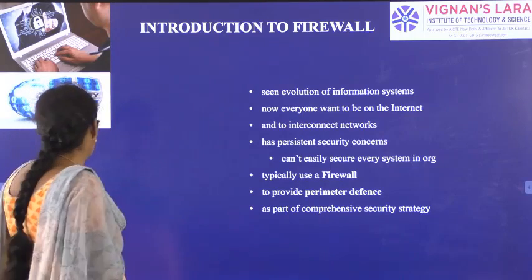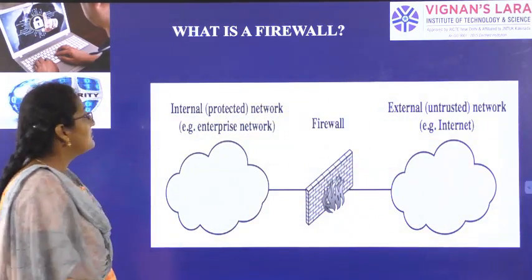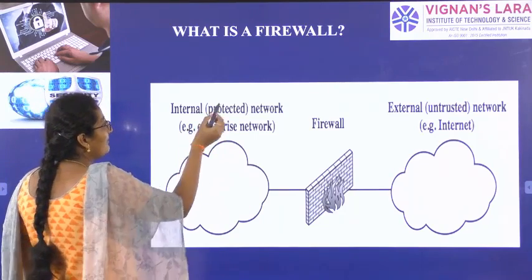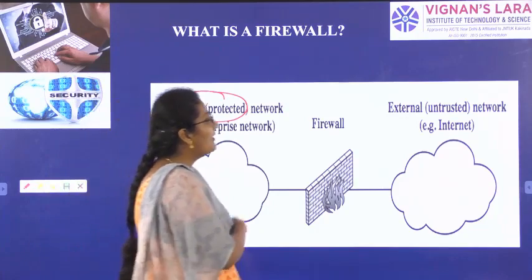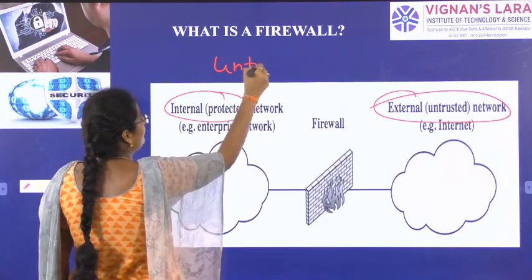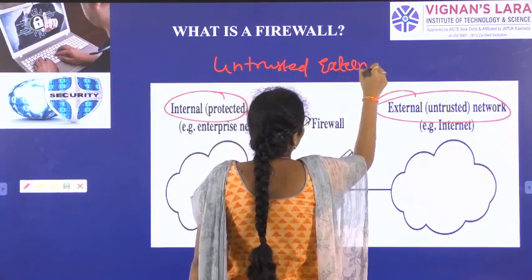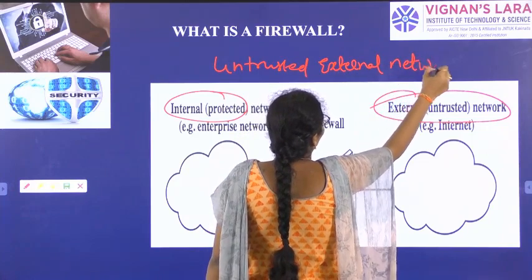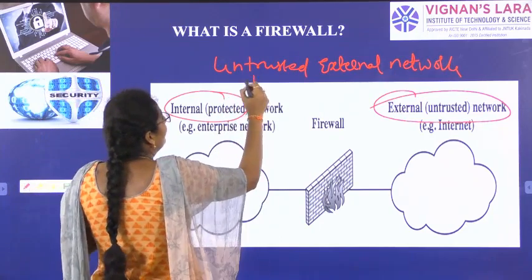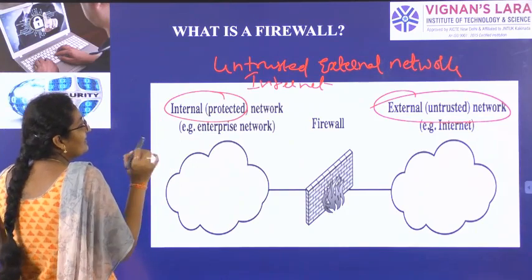So first one, firewall. We have already seen what a firewall is. The firewall will be between the protected internal network and the untrusted external network. This untrusted external network can be the internet also. And the trusted, protected internal network.